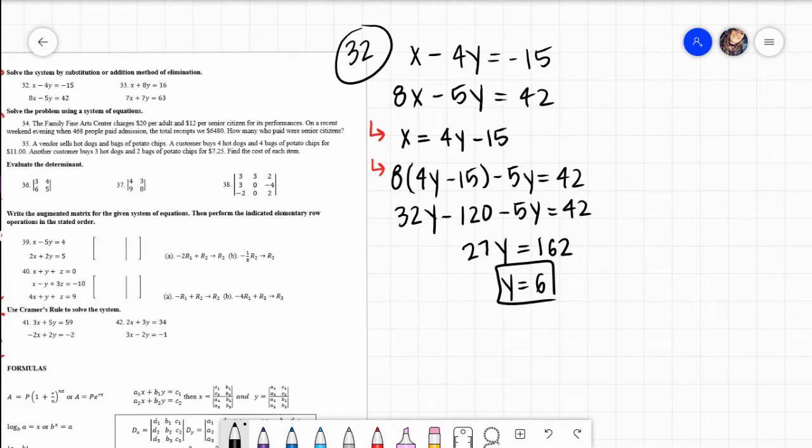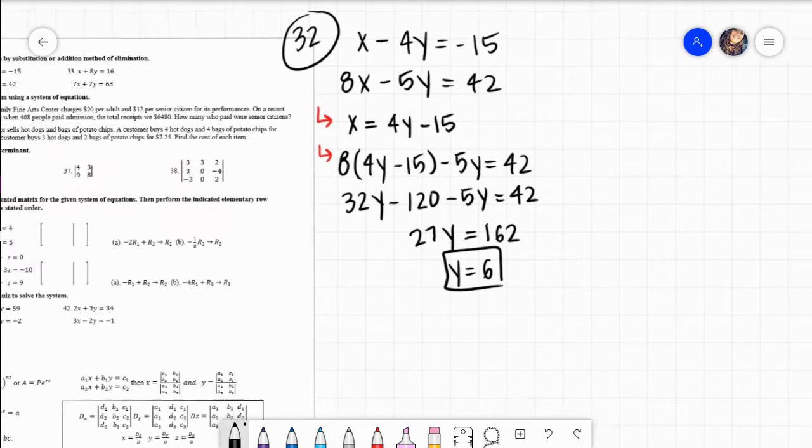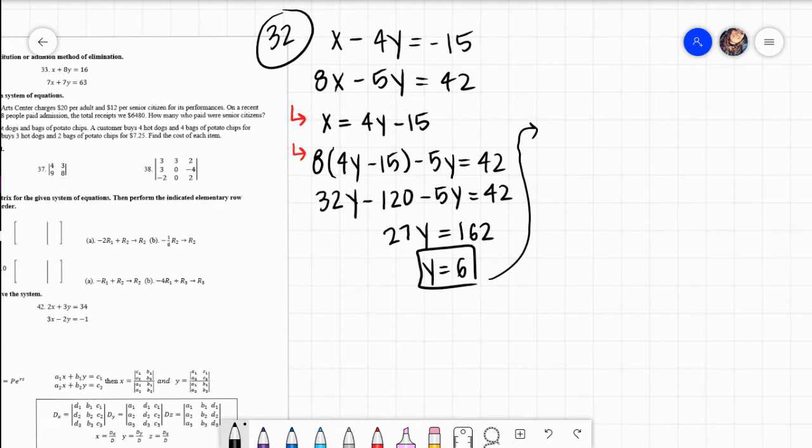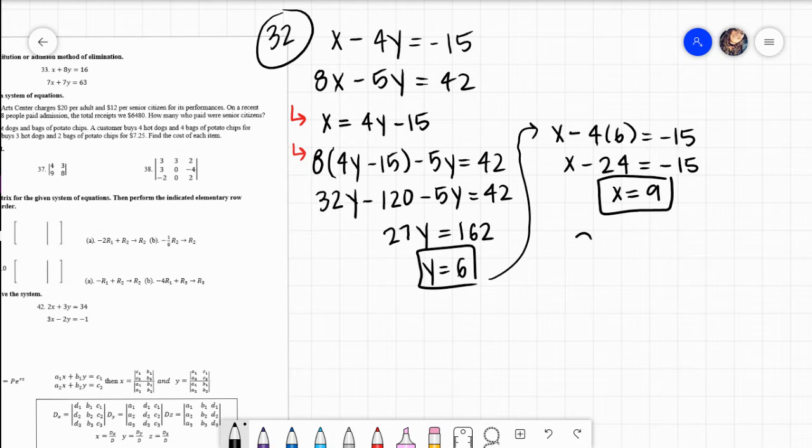Which is great because now I can take this y equals 6 and I can plug it into the other equation. So we would get x minus 4 times 6 equals negative 15. So we get x, 4 times 6 is 24. Signs are different, so it's negative. If you move that 24 over, what we end up getting is x equals 9. And so what you have is 9, 6 for your answer.